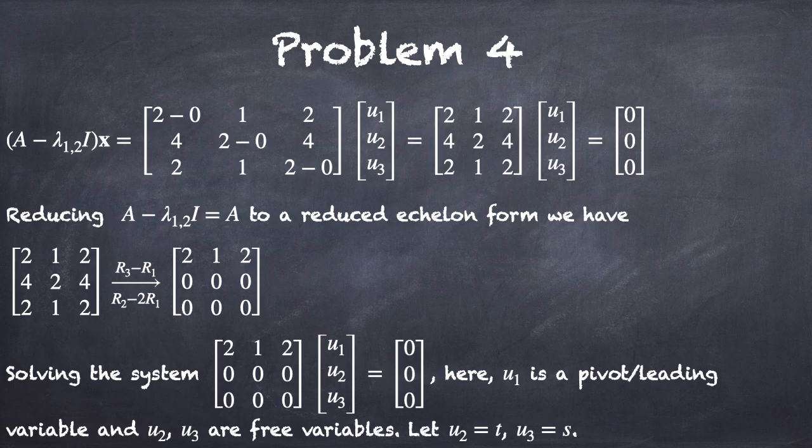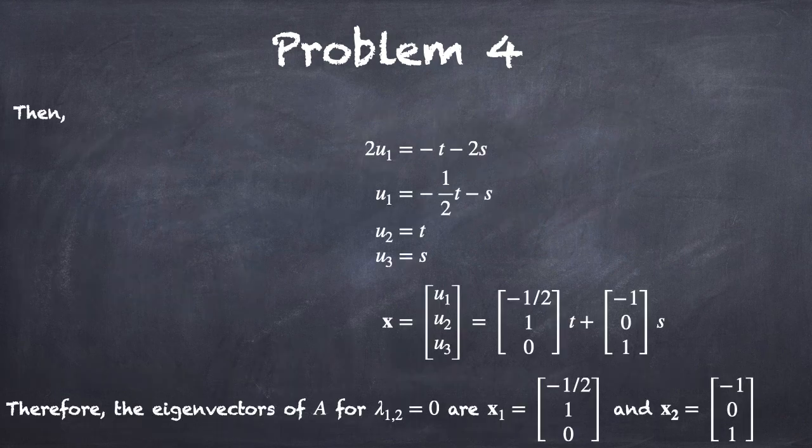So let u2 equals t and u3 equals s. Then we see that twice u1 equals negative t minus 2s, and when we divide by 2 on both sides, we get u1 equals negative 1/2 t minus s. And then, as we assumed, u2 equals t and u3 equals s. So we just plug in these three values in the vector x.